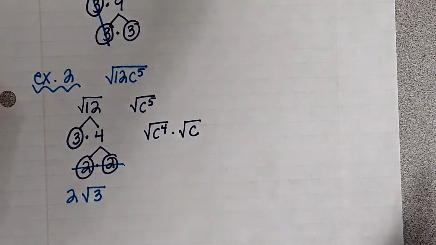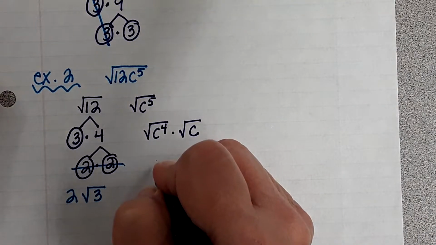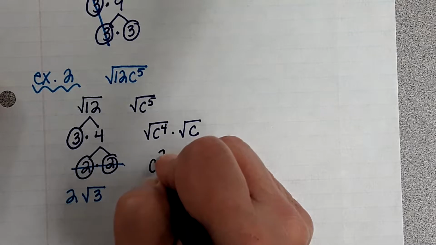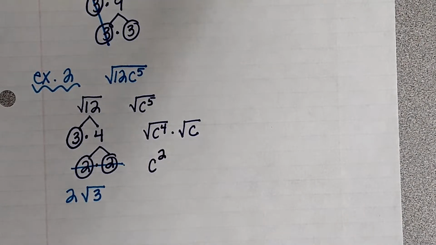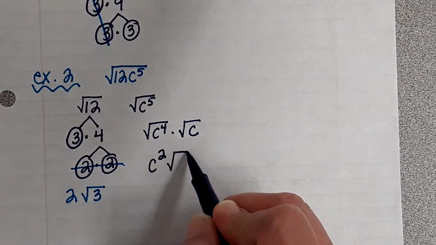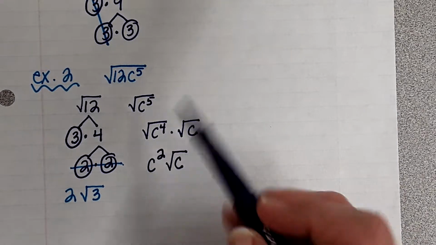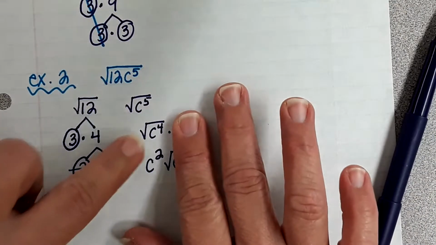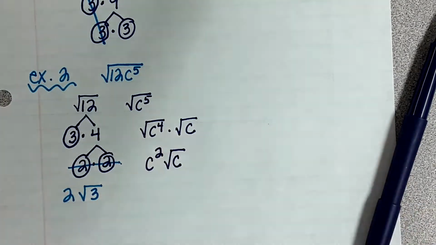Now what is the square root of c to the 4th? C to the second power. There we go. Because 4 divided by 2 is 2. Okay? So this is what we did yesterday. Yesterday we did 4 divided by 2 and got c squared. Today I'm adding something else.